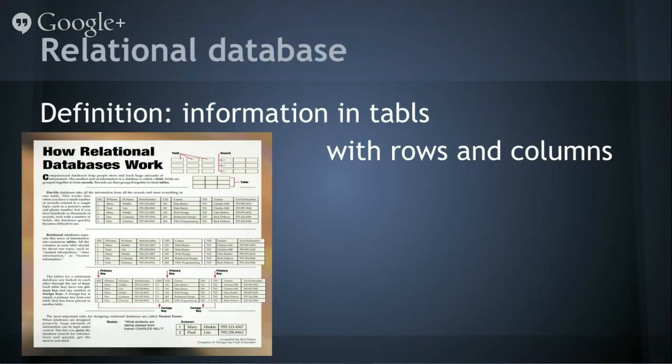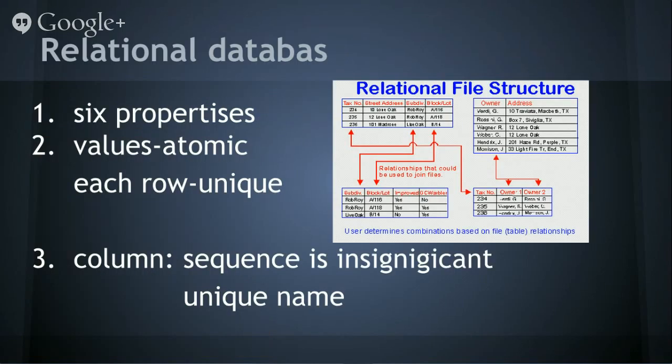As I have explained before, a database is a means of storing information in such a way that information can be retrieved from it. In simplest terms, a relational database is one that represents information in tables with rows and columns. A relational database has 6 properties. Values are atomic. Each row is unique. Column values are of the same kind. The sequence of columns is insignificant and each column has a unique name.